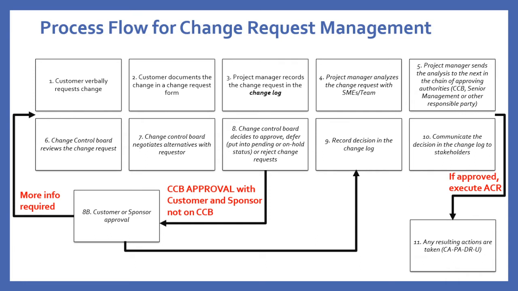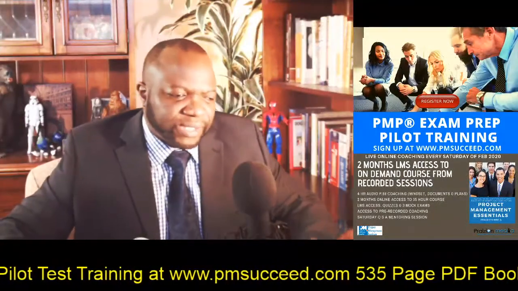What happens if the customer and sponsor are not on the CCB? So on and so forth. The customer or sponsor will then give their blessing, their decision, or maybe their rejection. And that needs to be funneled back into 9. Record the decision in the change log. And that concludes the end of this change request journey. All right? I hope all of this made sense to you.